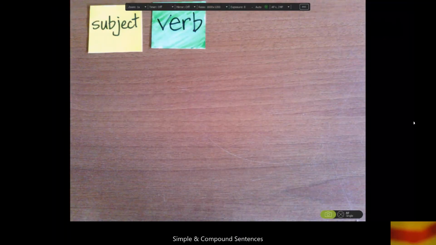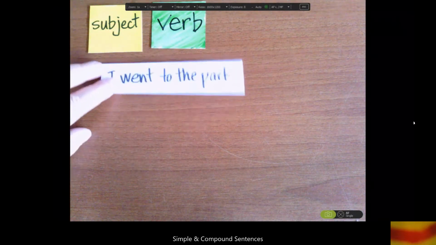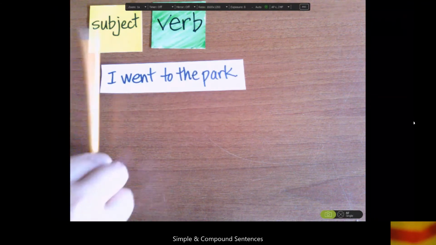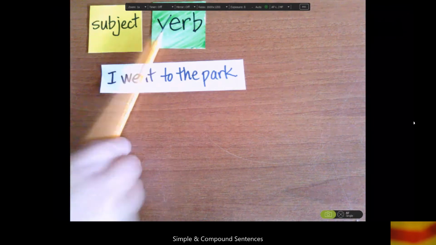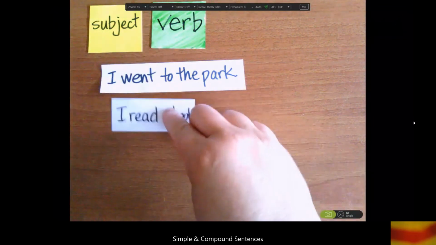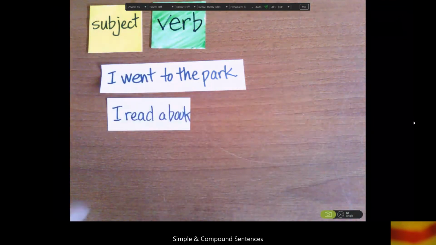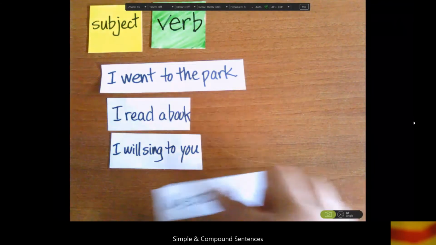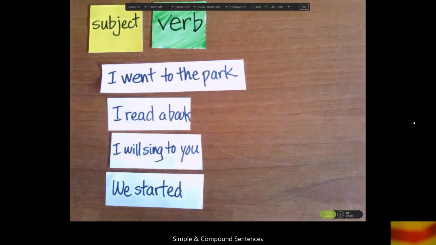Let's take a look now at simple sentences and compound sentences. Let's start with the example in the video. I went to the park. A simple sentence always has a subject and a verb. Here are more examples. I read a book, subject and verb. I will sing to you, and we started. Those are all simple sentences.